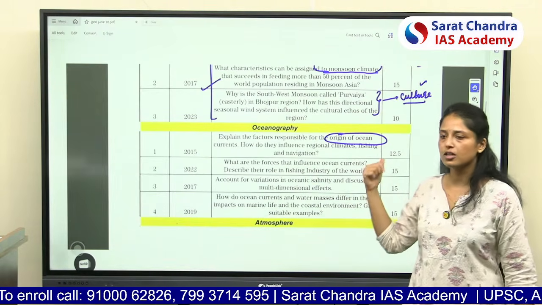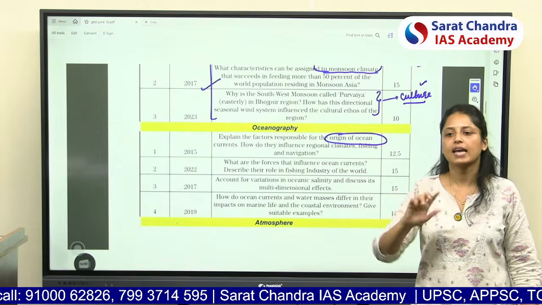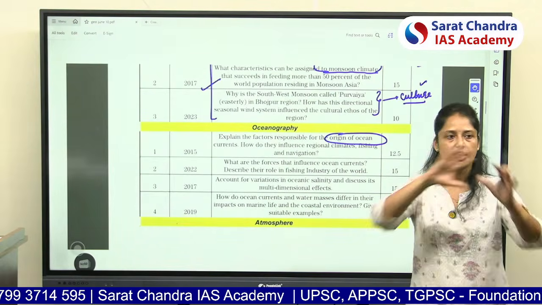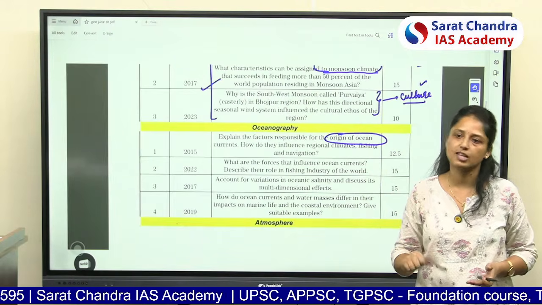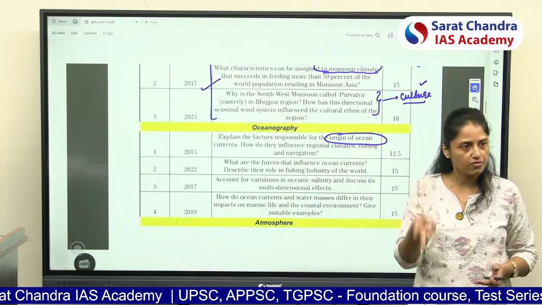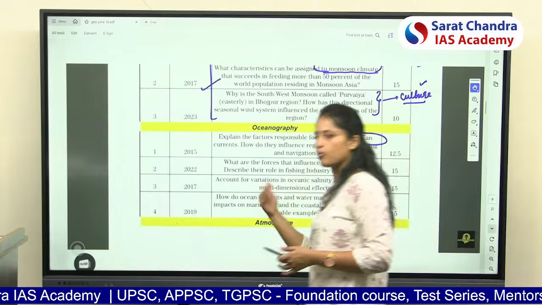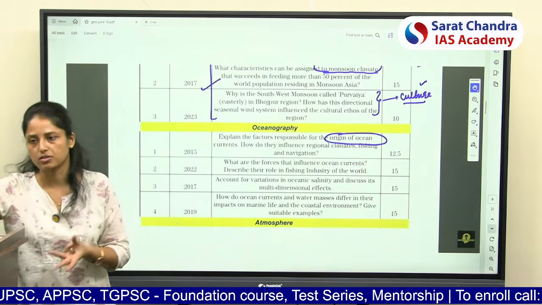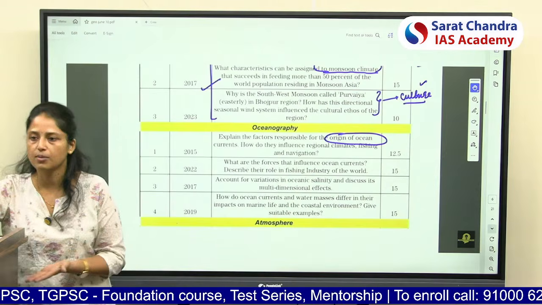Second type of question from oceans, what can be asked? Characteristics of ocean, density of ocean, salinity of the ocean, distribution of salinity all over the world, that's it. Third type of question, if we talk about, so this is a part of human geography also. So if we talk about the ocean, you can talk about ocean resources. What all resources are available in the oceans?